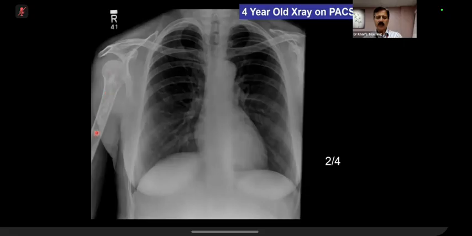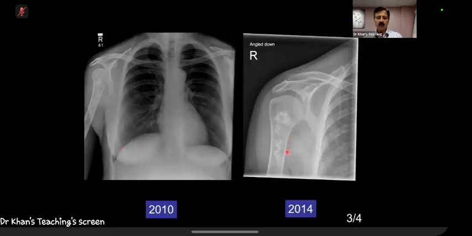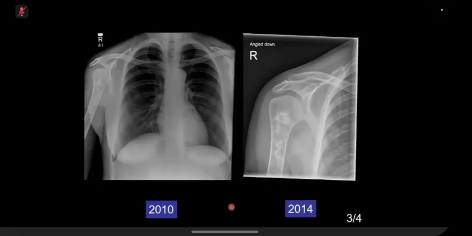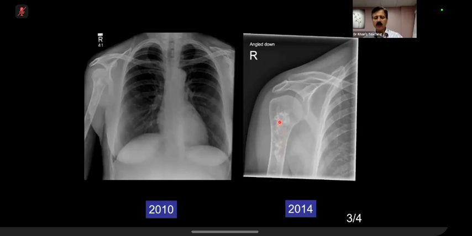Luckily, that part of anatomy was covered somehow or the other. This is a 4 years old X-ray. So this is 4 years old, and this is current. Any observation? 2010 versus 2014. Any observation? So it hasn't changed very much. It appears to be geographic and medullary in appearance and may represent a bone infarct. You see, if you look carefully, rings and arcs are there. So it is an enchondroma.